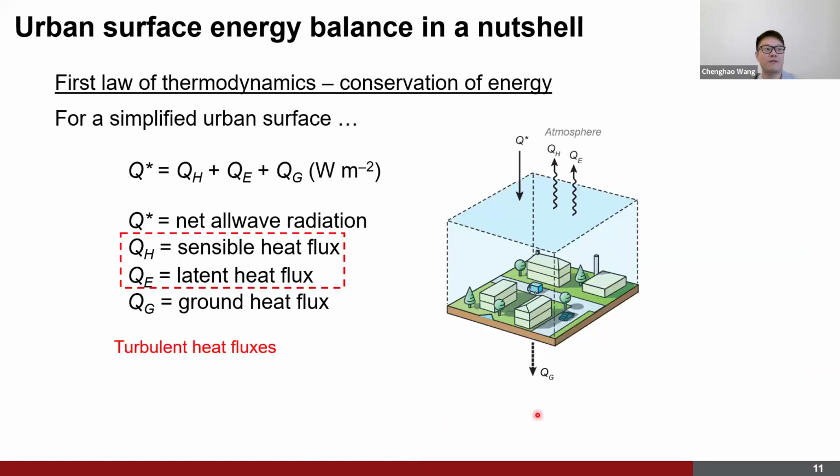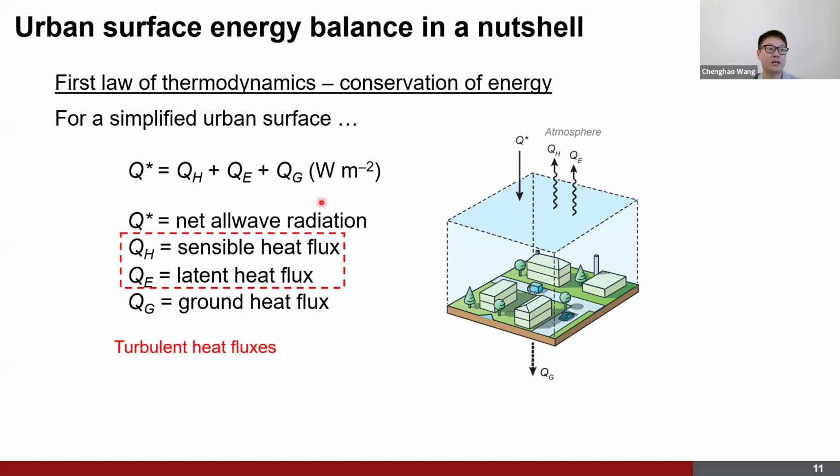Based on the first law of thermodynamics, we must have a conservation of energy across the entire system, right? So if we think about a highly simplified urban surface, we treat this three-dimensional complex urban surface as a black box. We have input within the system, and we also have output. So input must be equal to output. In this case, we can write this simplified urban surface energy balance equation. On the left-hand side of this equation, we have the Q star term, which is net all-wave radiation.